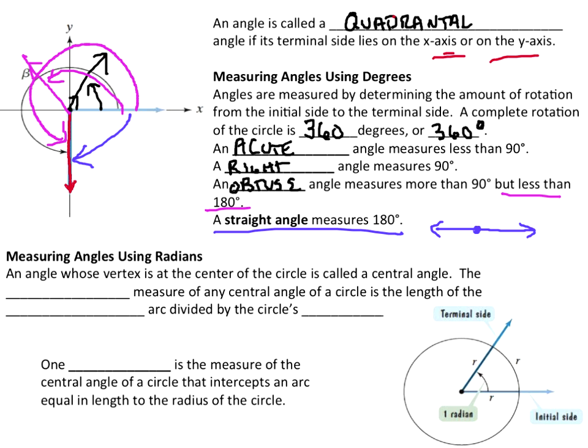All right, so measuring angles using radians. An angle whose vertex is at the center is called a central angle. Makes sense. The radian measure of any central angle of the circle is the length of the intercepted arc.